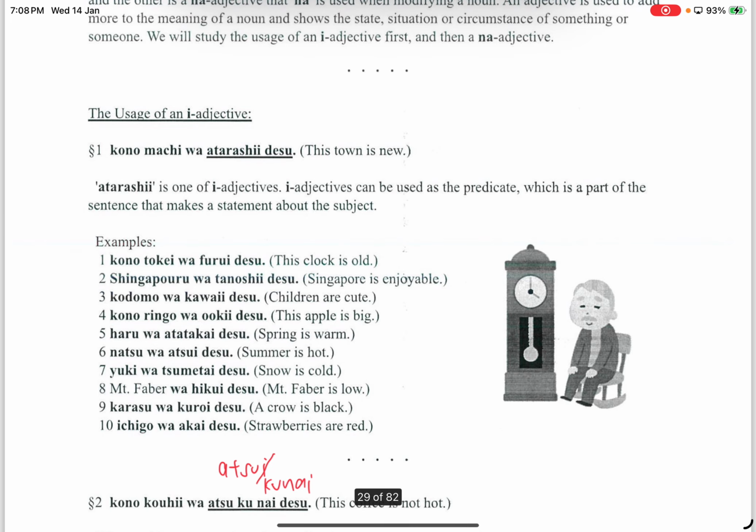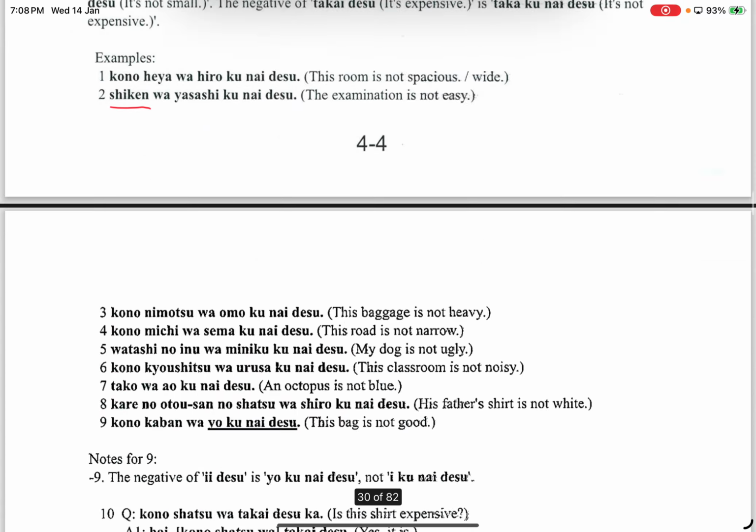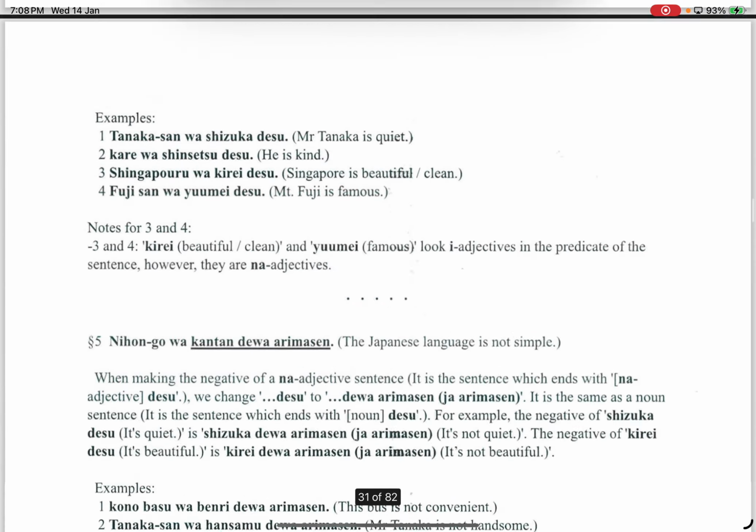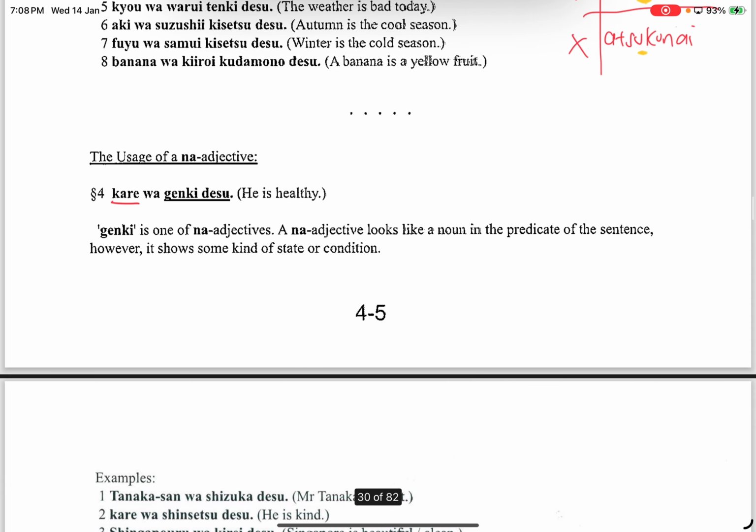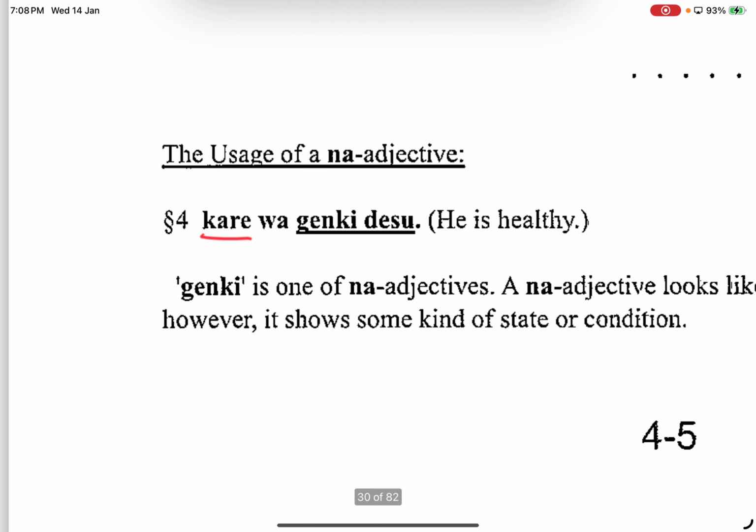When we put it behind the noun, it's very easy. この街は新しいです。Literally, this city is new. There is nothing that we need to add, nothing we need to change. Then we compare with the na adjective. Over here, number 4. 彼は元気です。The adjective here is 元気. We never add anything, we never change anything. We still say 元気. Same as the i adjective, just put it there.